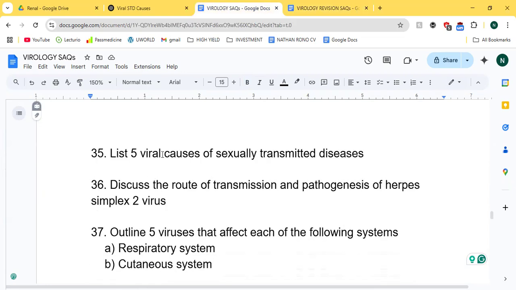Yeah. List 5 viral causes of sexually transmitted diseases. There are actually 6. So listing 5 should be easy. HPV, very good. Another one? HSV. Which one? 1 or 2? You know, there's neonatal and genital. Which one? 2, good.